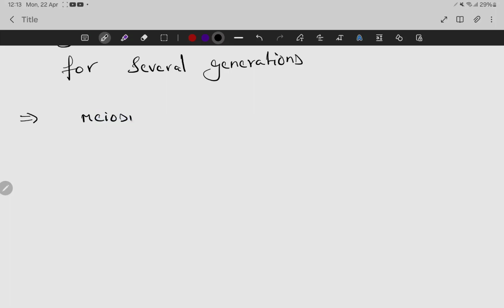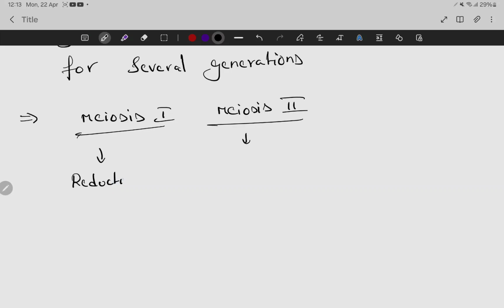Difference between meiosis 1 and meiosis 2. Meiosis 1 is reductional division. Meiosis 2 is equational division.